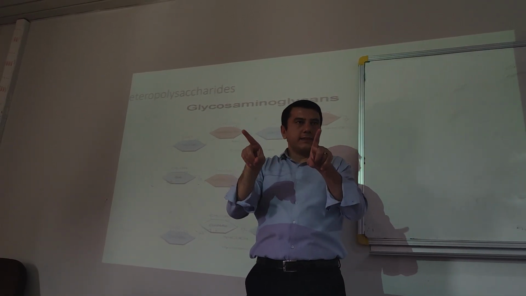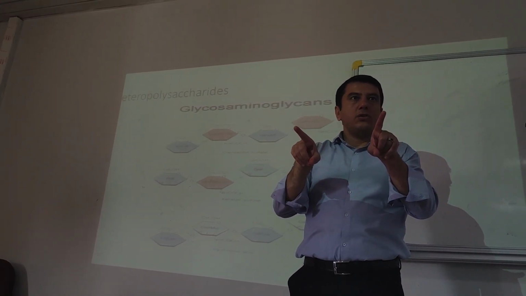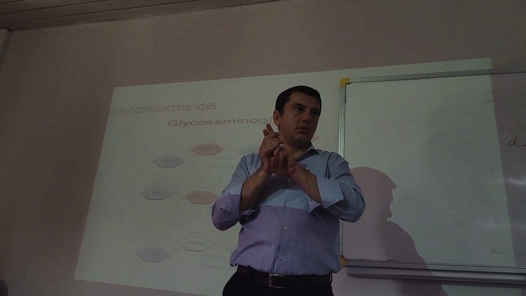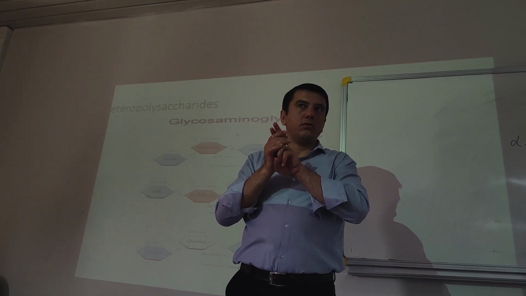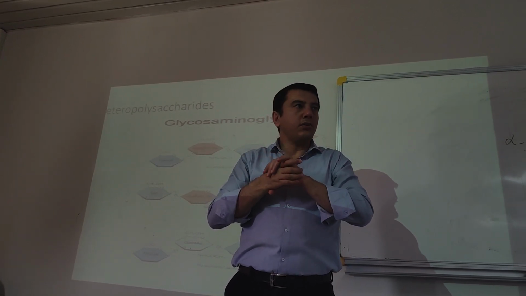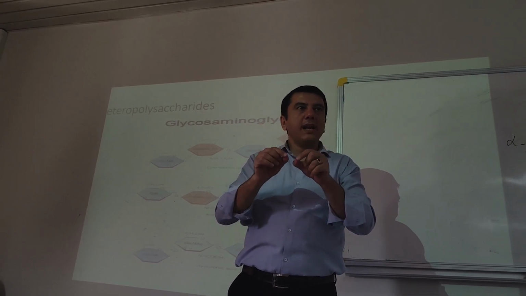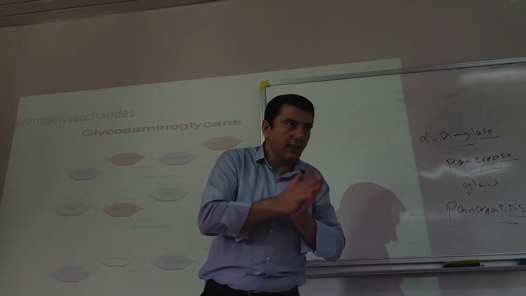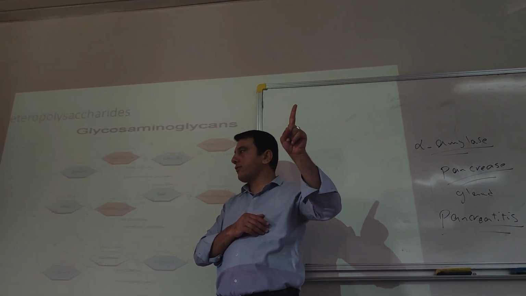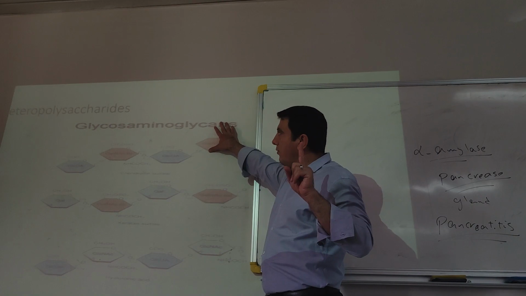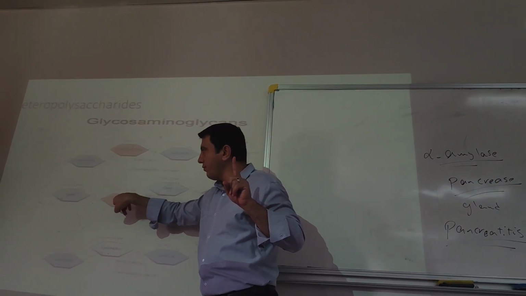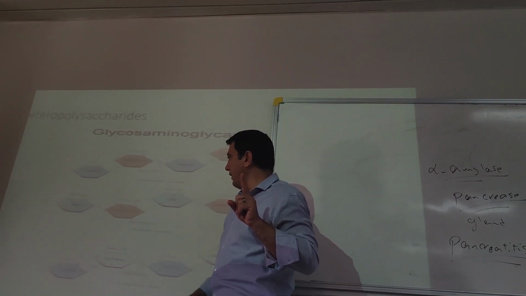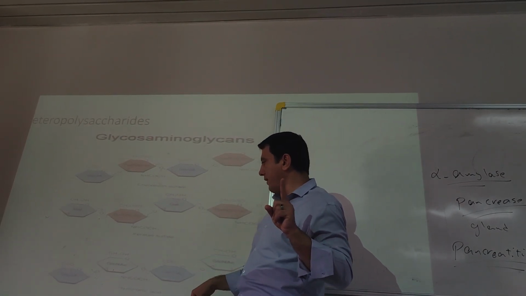However, in starch, you can only find the sugar named glucose. In glycogen, you can only find glucose. No other sugar exists in glycogen. You have just one type of sugar. But for glycosaminoglycans, you have two types of sugars, for example, galactose plus N-acetyl galactosamine, keratan sulfate, and so on.